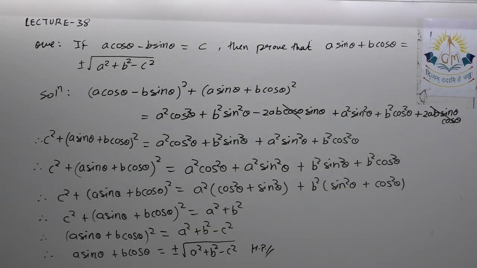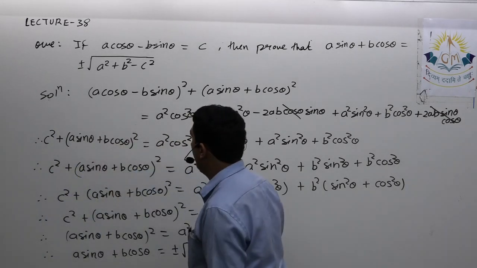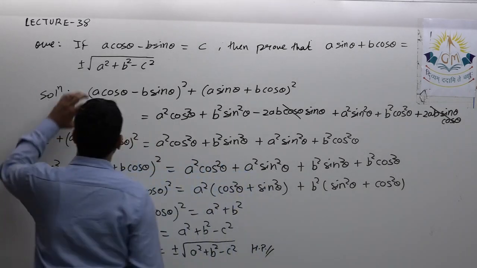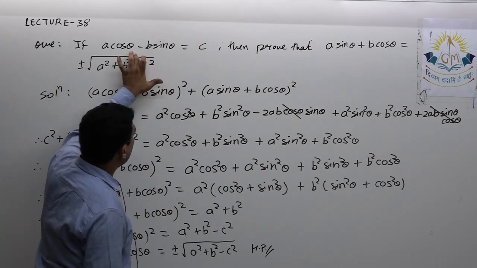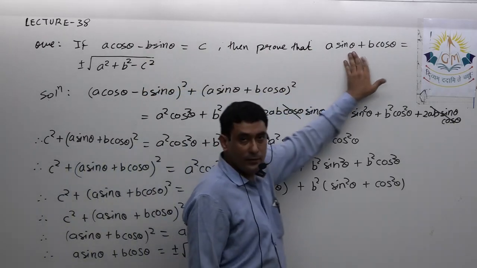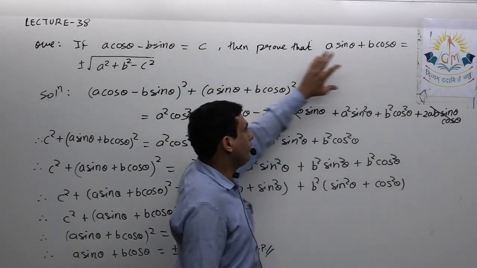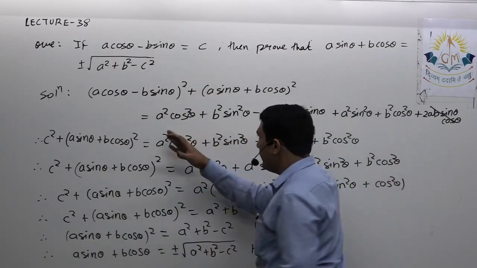Okay, so before we move to the next question, let me explain this once again. See what I did over here. We have a cos theta minus b sin theta equal to c, and we need to get the value of a sin theta plus b cos theta. So what I started with, I made the square of these two and I simplified this.